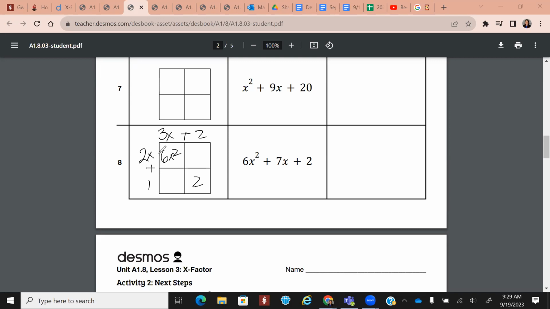What is 3x times 1? 3x. 2x times 2? Does that diagonal add up to equal 7x? Yes. Then we did it correctly. So our factored form is 3x plus 2 times 2x plus 1. I literally just did all your problems for you.